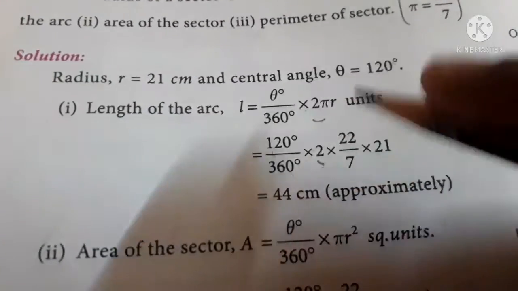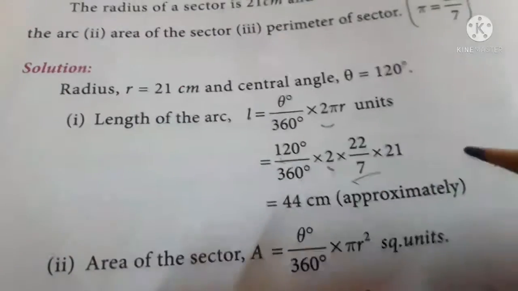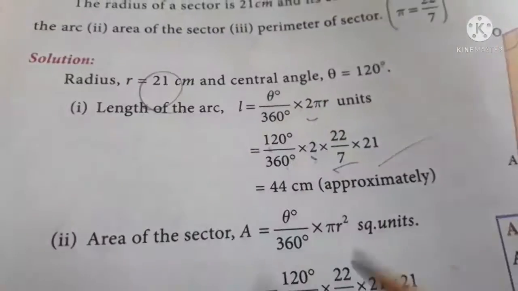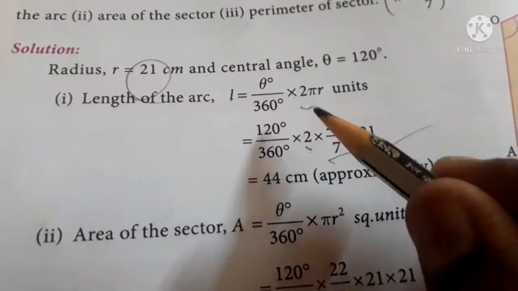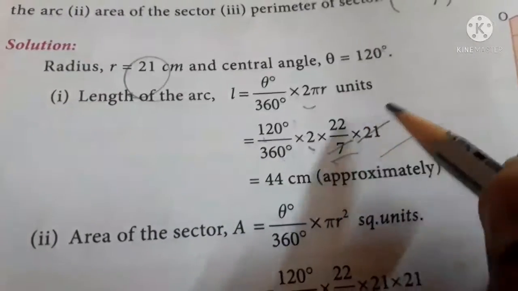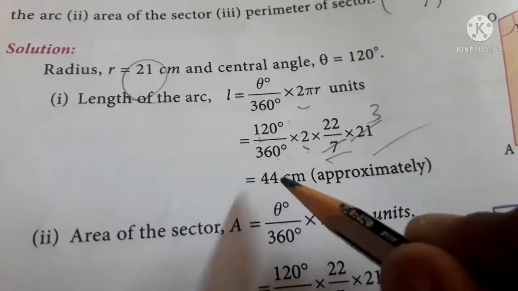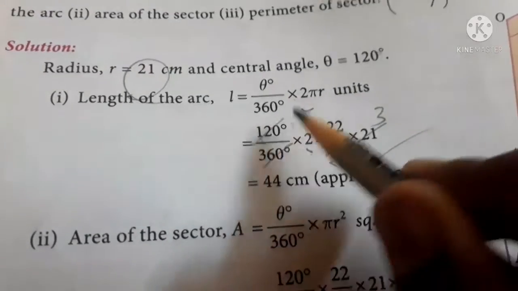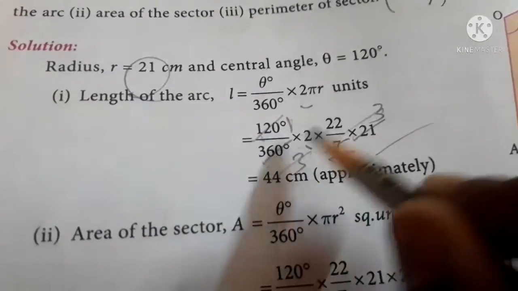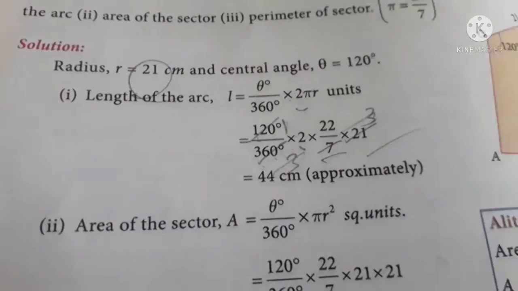So just put 2, and for pi, you should put 22 by 7, and what is r given in the question? 21. So put 21. Now just get cancelling. Now see, when you do this, you will get 3. Then after that, when you cancel this, you will get 1 by 3. Now 3 and 3 will get cancelled. So 2 into 22 is 44 centimeter approximately.